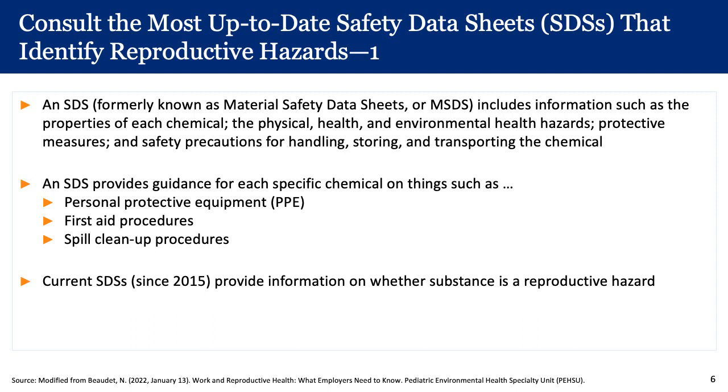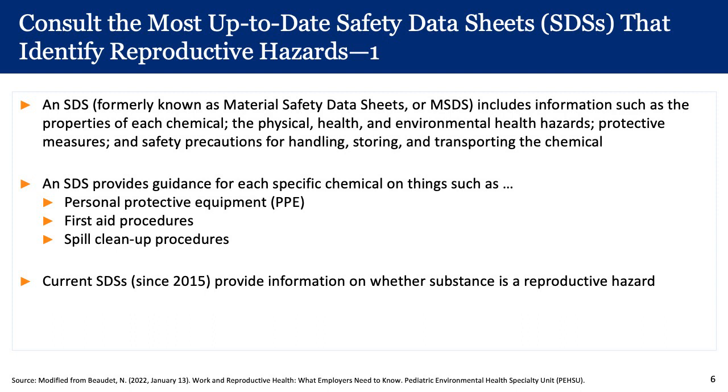Another one of the sources that I mentioned was safety data sheets, which are formerly known as Material Safety Data Sheets, or MSDSs. These are sheets for chemicals that are being used at the workplace. Safety data sheets, or SDSs, include information such as the properties of each chemical and the physical, health, and environmental hazards associated with this chemical or mixture, as well as protective measures and safety precautions for handling, storing, and transporting the chemical. They also can provide guidance on things such as what personal protective equipment or PPE to wear, as well as first aid procedures and spill or cleanup procedures.